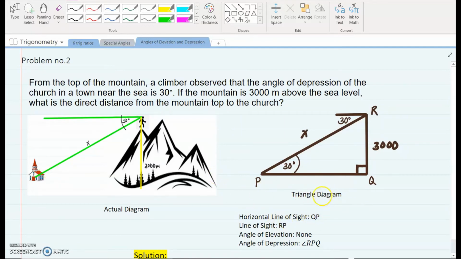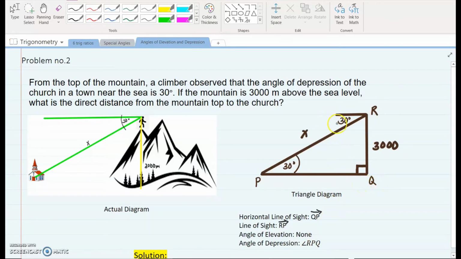So, if we're going to write it in a triangle diagram, we have here 30 degrees as your angle of depression. We're given here triangle PQR with angle Q as your right angle. So, the horizontal line of sight is ray QP. The line of sight is this side, ray RP. So, there is no angle of elevation. Then the angle of depression is angle RPQ.